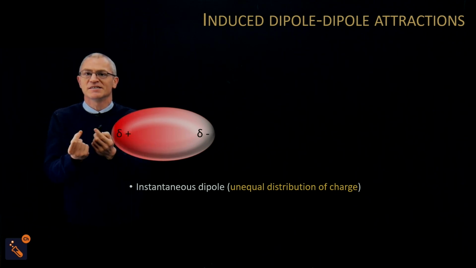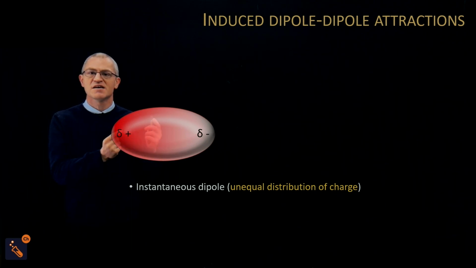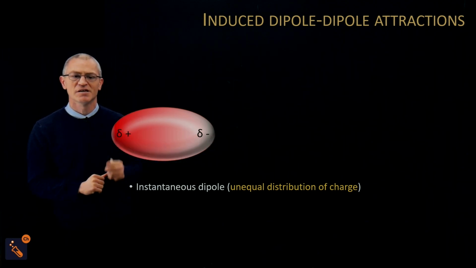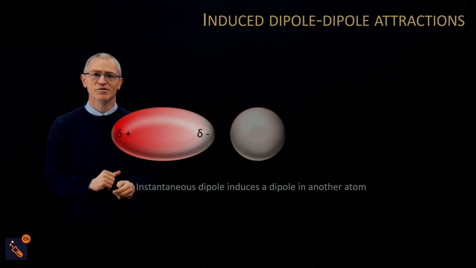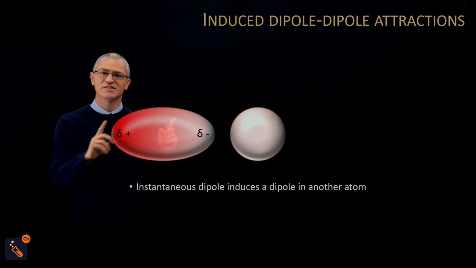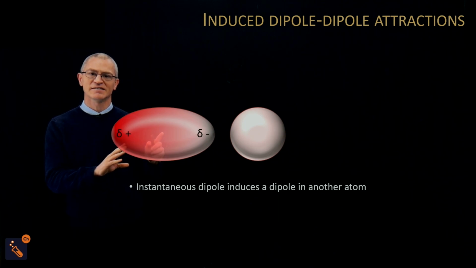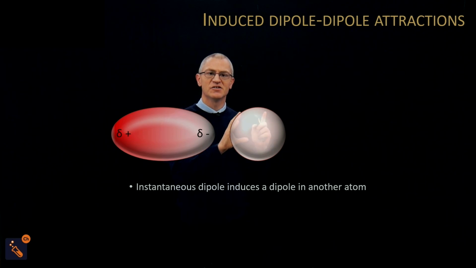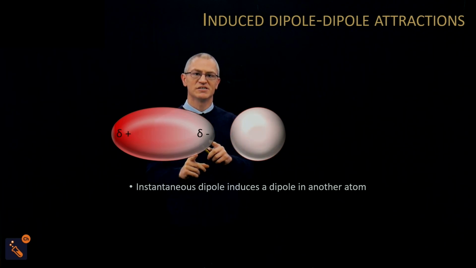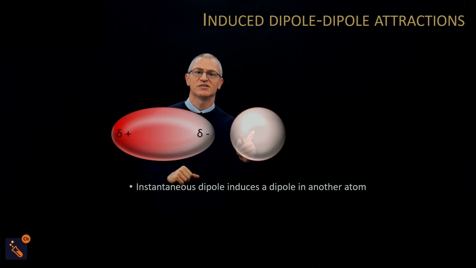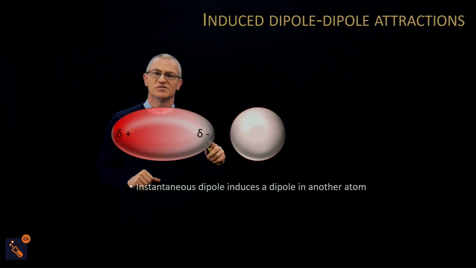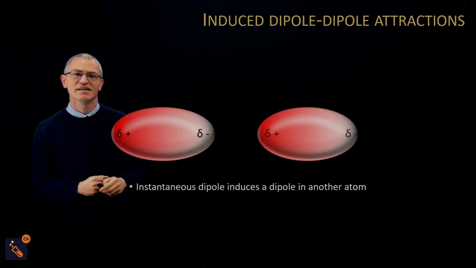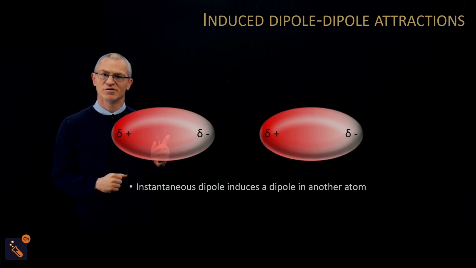But remember, it is tiny. It's a tiny, tiny force. It's a tiny bit of plus and tiny bit of minus, and then it disappears, okay? Now, what can happen is that if the instantaneous dipole in an atom is next to another atom, it can attract. So for example, the delta minus might attract the nucleus slightly closer towards itself because the nucleus is positive, okay? And then what you get is an induced dipole-dipole attraction.